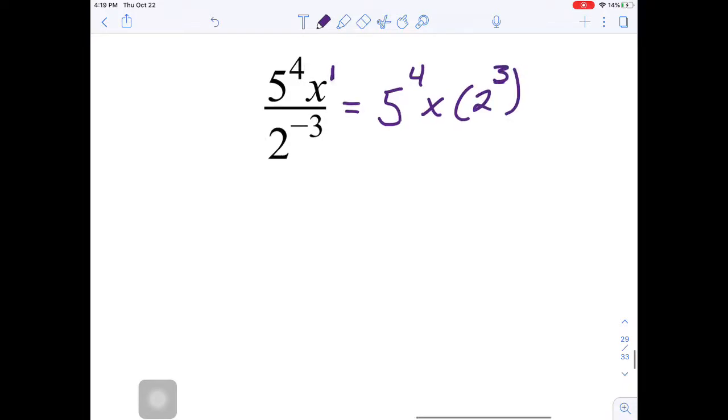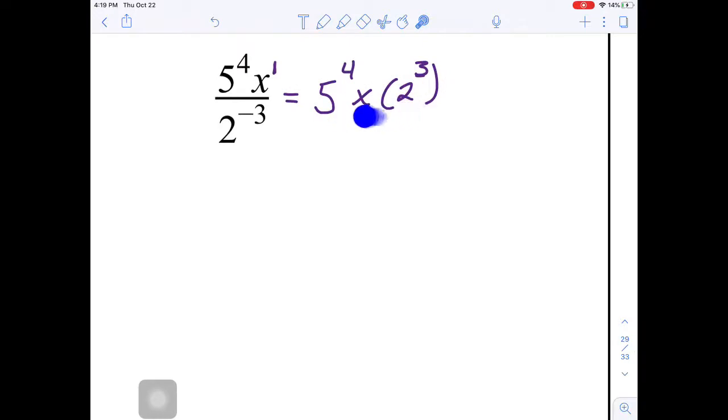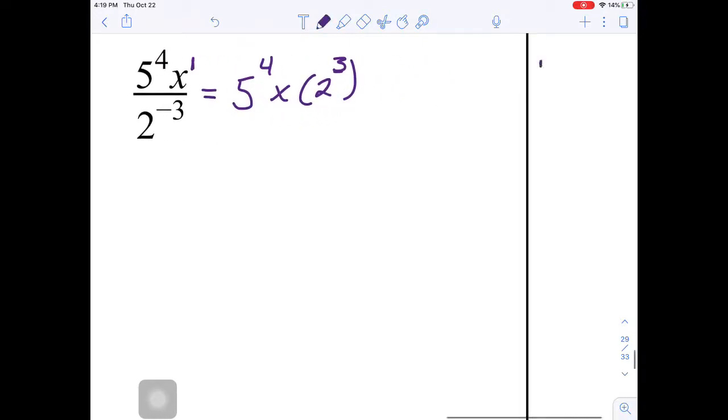Now from here, remember, multiplication is commutative. It's kind of like saying 4 times 5 is the same thing as 5 times 4. So we can just move these variables and numbers around and multiply in any order we want. I'm going to represent the numbers first, because that's usually the way we like to perceive things. So 5 to the power of 4 times 2 to the power of 3 times x. And then from there, we can find the solution.